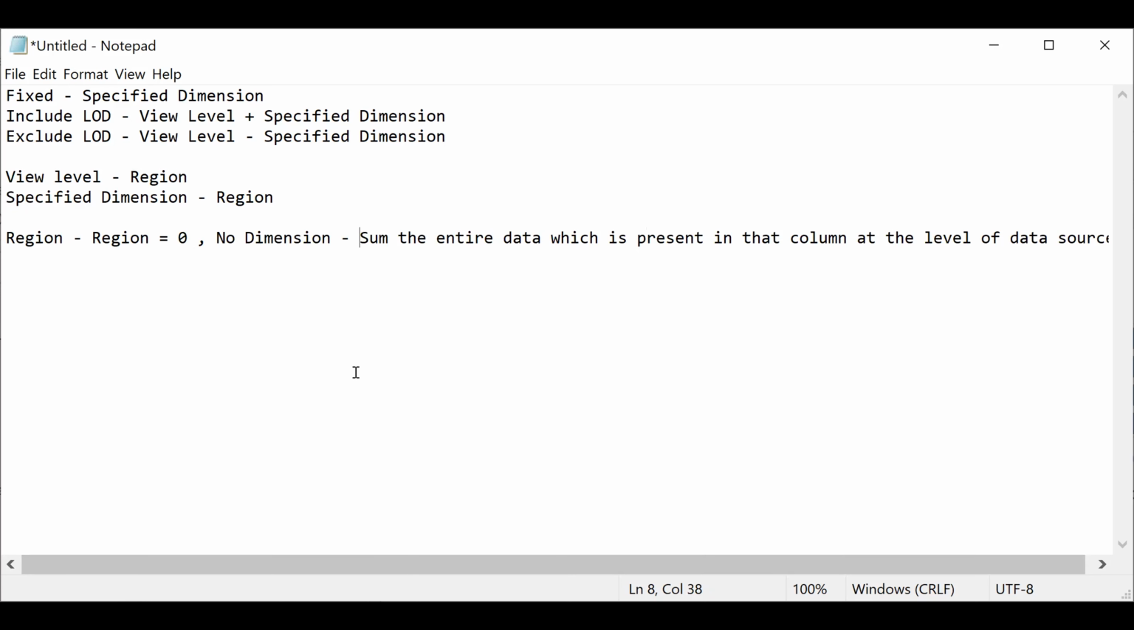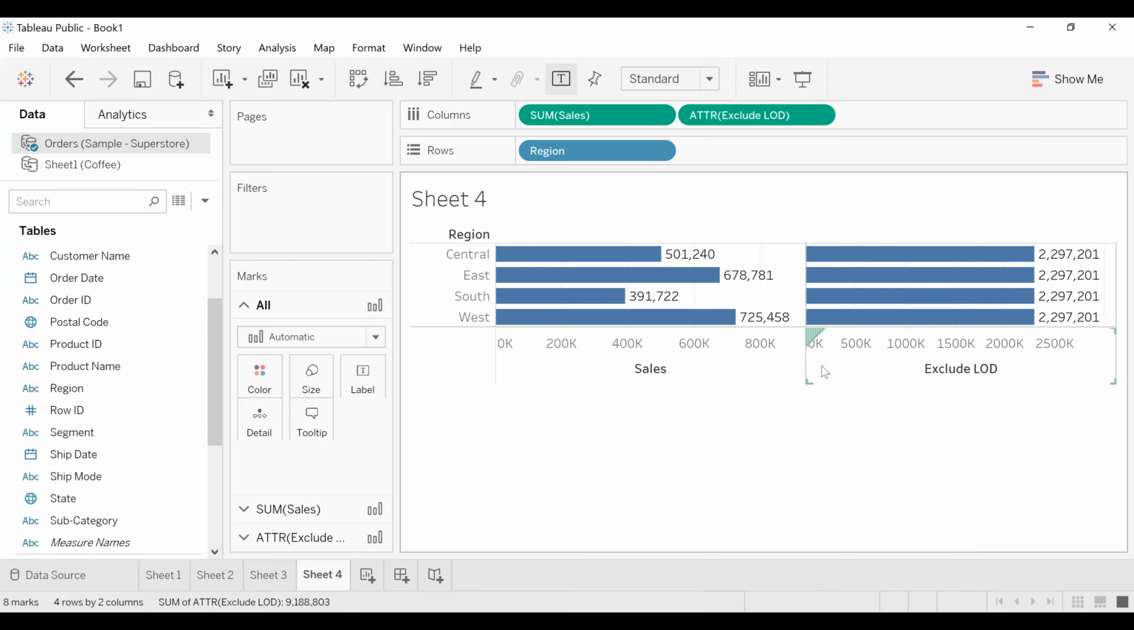You understood this, right? It is region. The dimension we specified is also region, and it is 0. The view level is region, and the specified dimension is also region, so it is no dimension. So what it is doing is summing up the data at the total level. It is showing the total value present at the data source level.